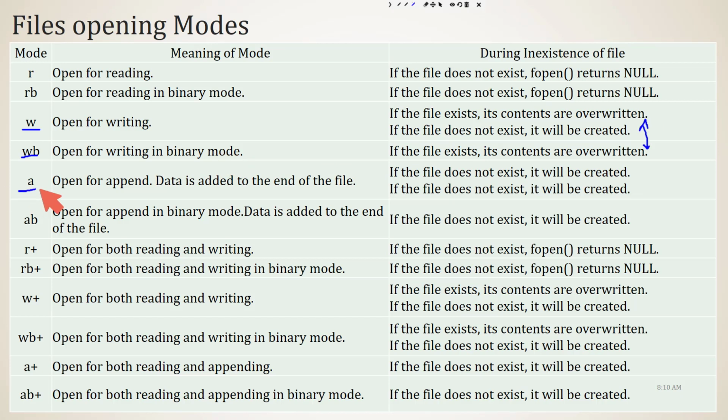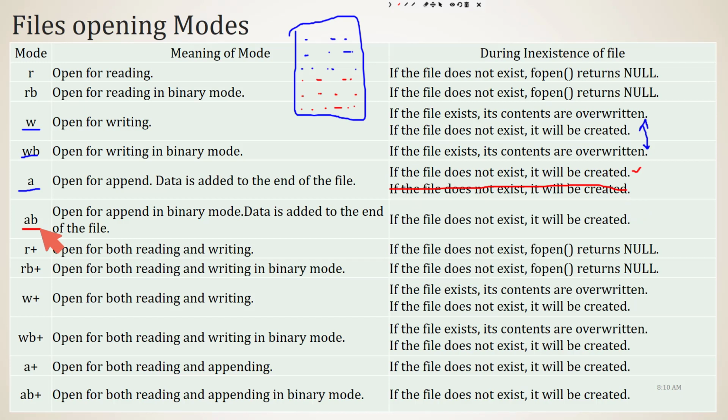Next is A, open for append. Data is added to the end of the file. Suppose I have a file with some data, and I want to add some more data. In that case, I will open the file in append mode. Append means attaching at the end. If the file does not exist, it will be created.